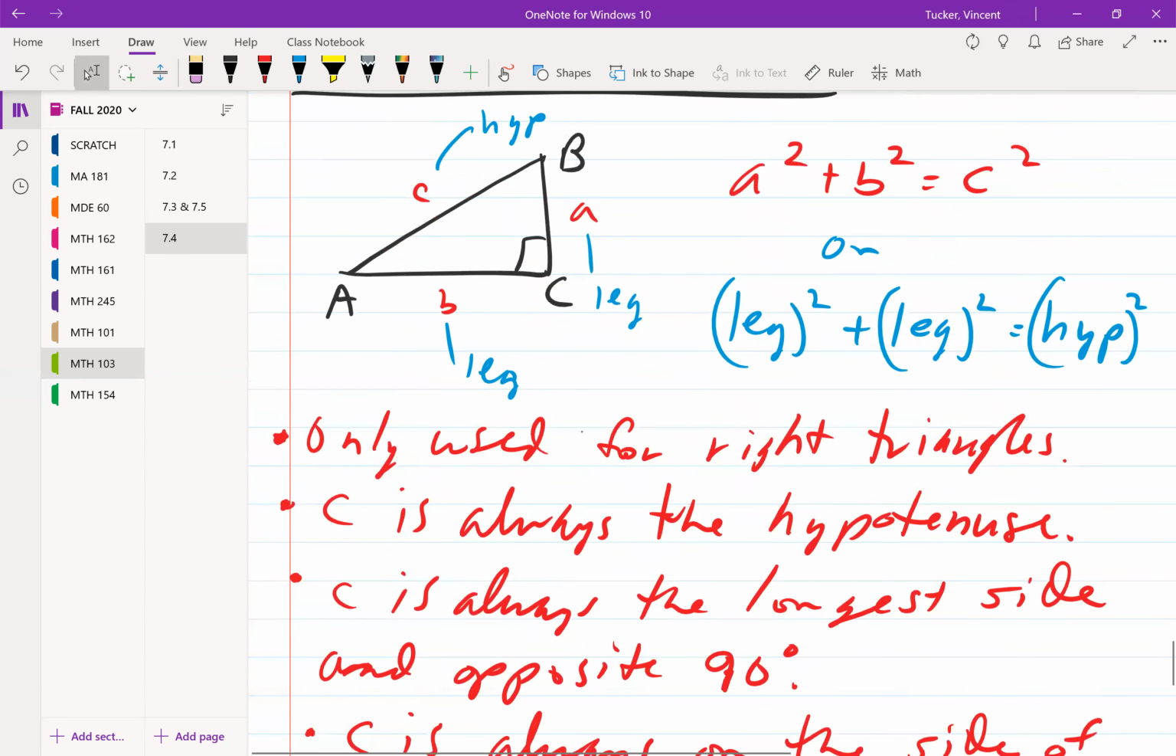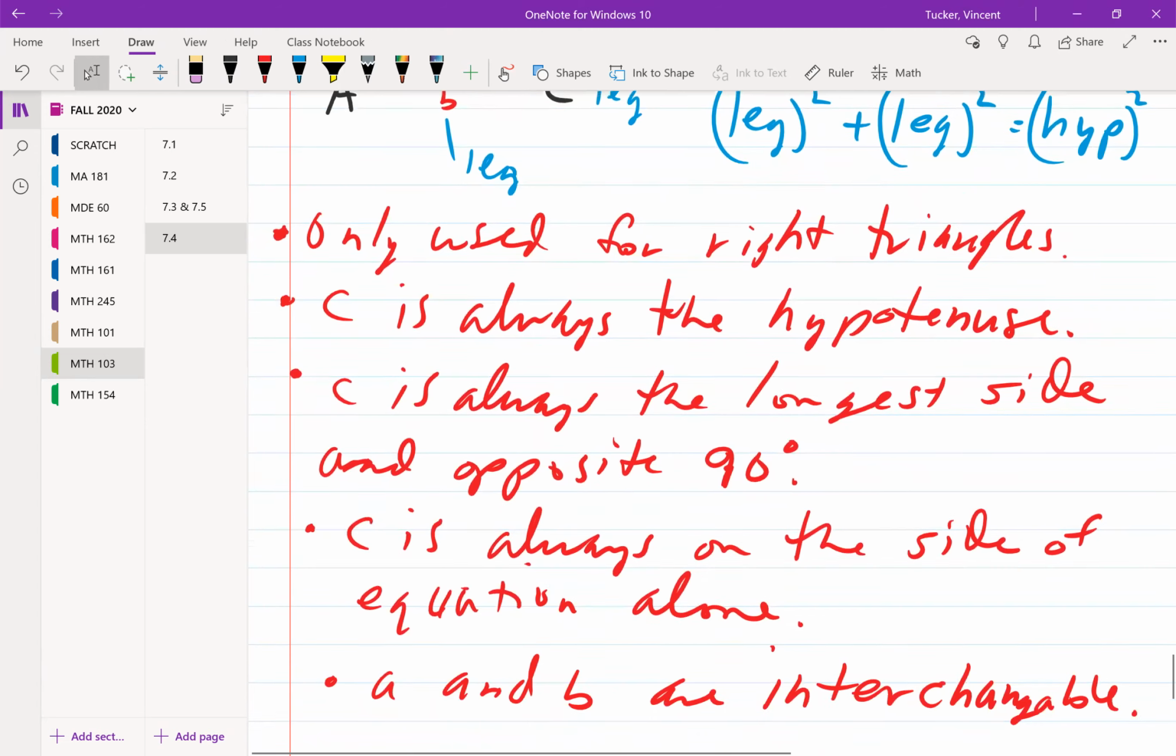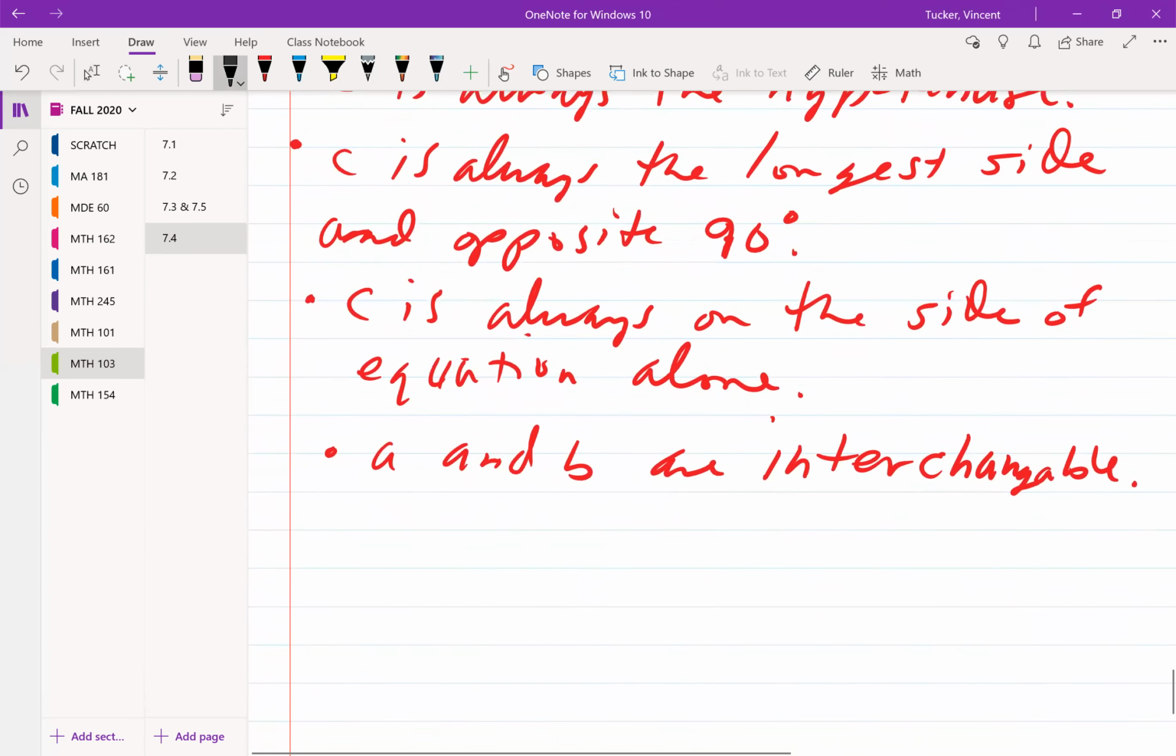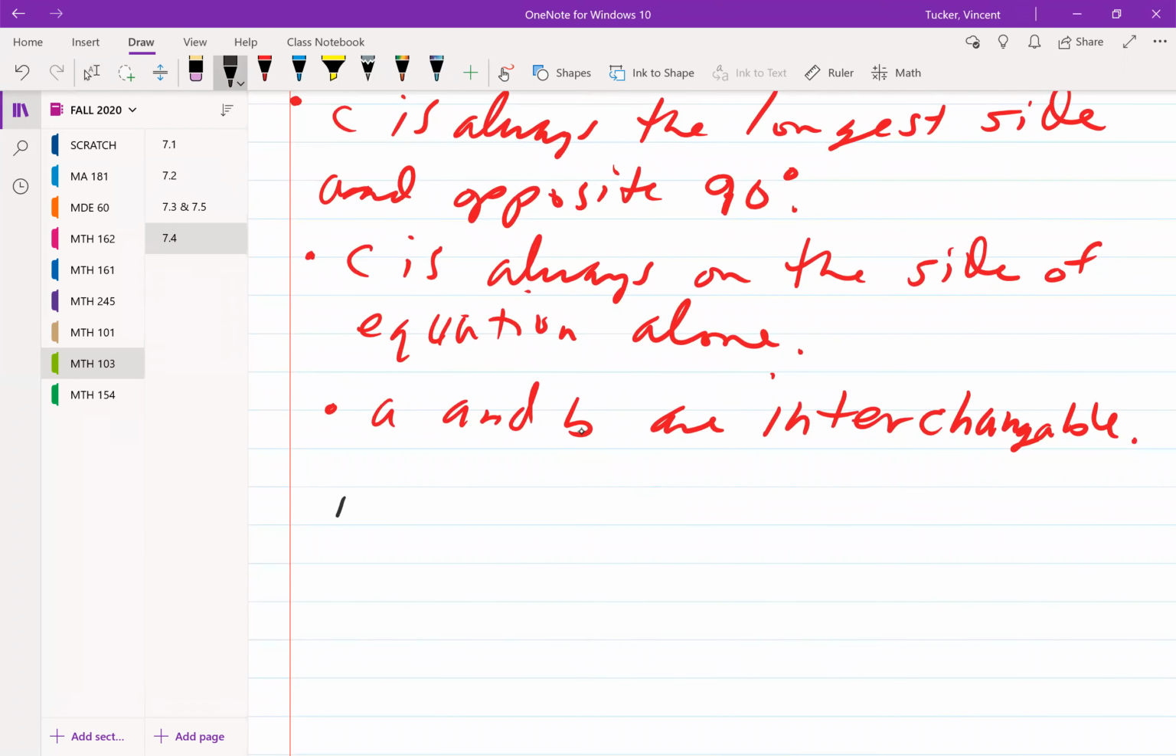And just going back, you've got A squared plus B squared equals C squared. A and B are considered legs when C is your hypotenuse. So that's leg squared plus leg squared equal to hypotenuse squared. Like I said, A and B can be switched up, but C has to be specific. You cannot switch out what C is. Your hypotenuse always has to be on one side by itself.